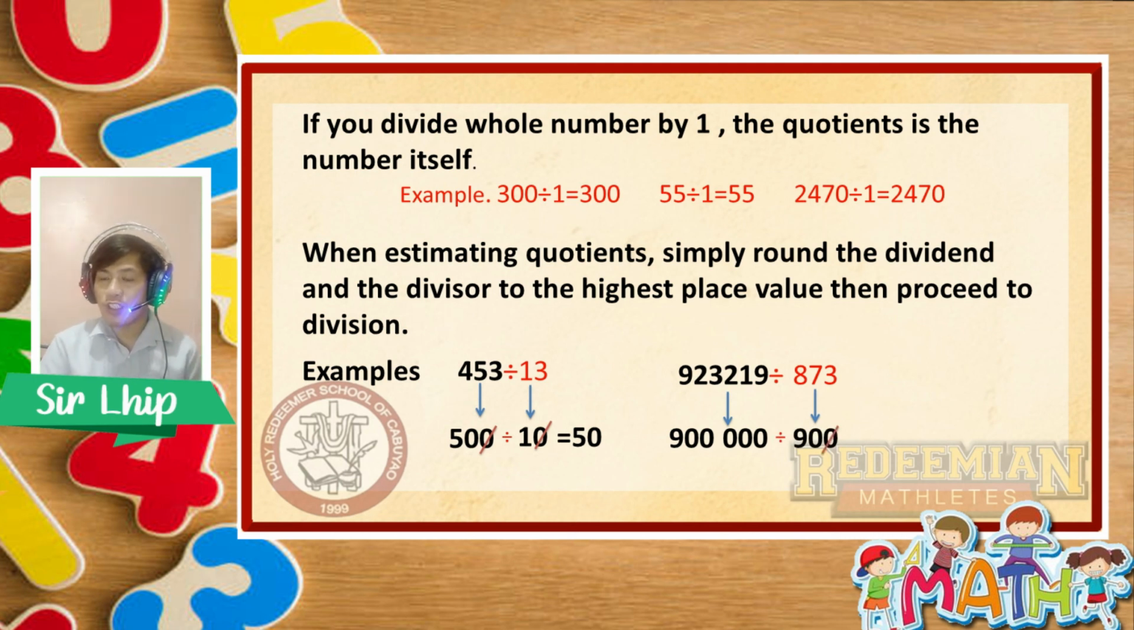Then cancel the zeros. How many zeros are in the divisor? There are 2 zeros. So cancel 2 zeros in the divisor and also 2 zeros in the dividend. Then divide. 9 divided by 9 is 1. Then copy the 3 remaining zeros. So the answer is 1,000.